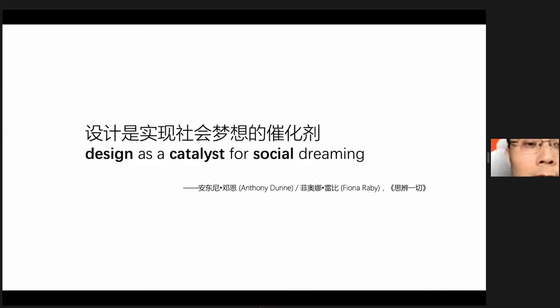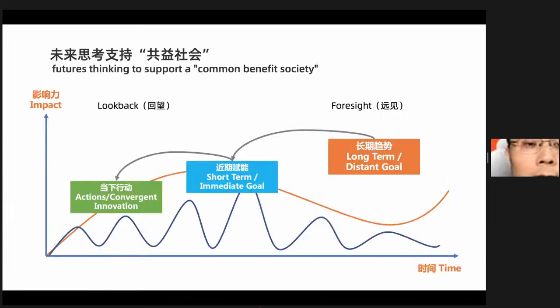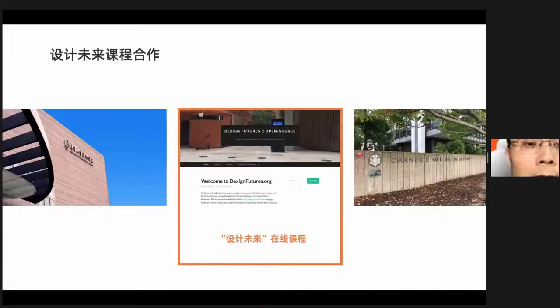And this is a quote from the answer to that. She said that design is a catalyst for social dreaming. We hope our thinking for the future can support the building of a preferable society. With the study of the long-term trend, we can empower ourselves to find a mutually benefiting society.